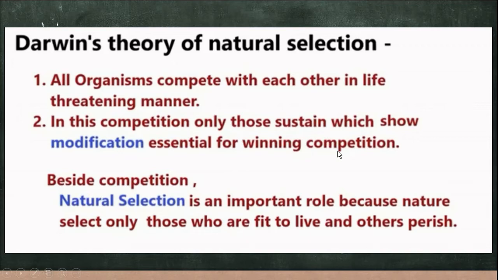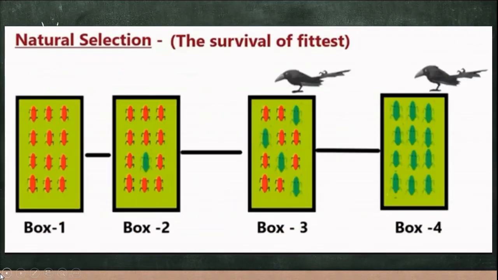Now, besides competition, what he suggested is that natural selection plays an important role, because nature selects only those species which are fit to live, and others will perish. That means they will disappear. Who will be fit to live? One who will go for the modifications which will be required. So nature plays an important role. We'll understand this by this diagram.